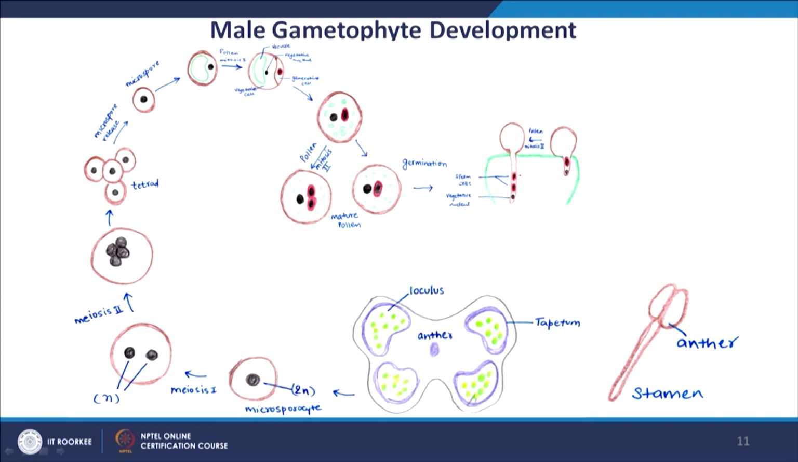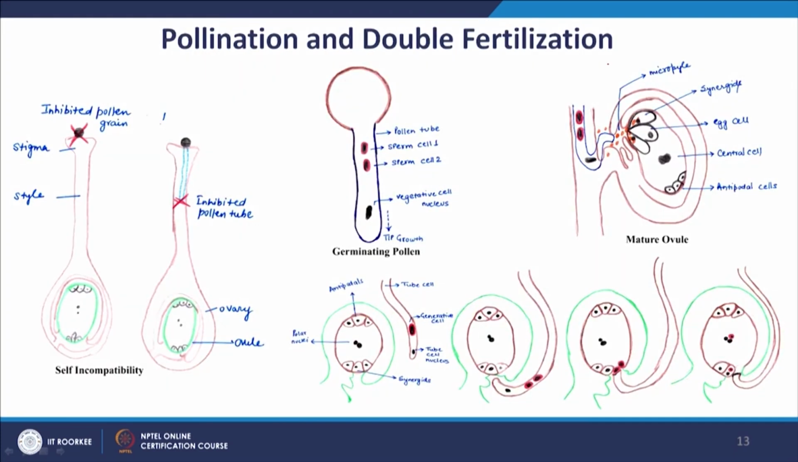and when it gets attached to the stigma of the carpel, then this division takes place. But overall, because of these divisions, 2 sperm cells are generated. The next stage of the life cycle is pollination and fertilization.